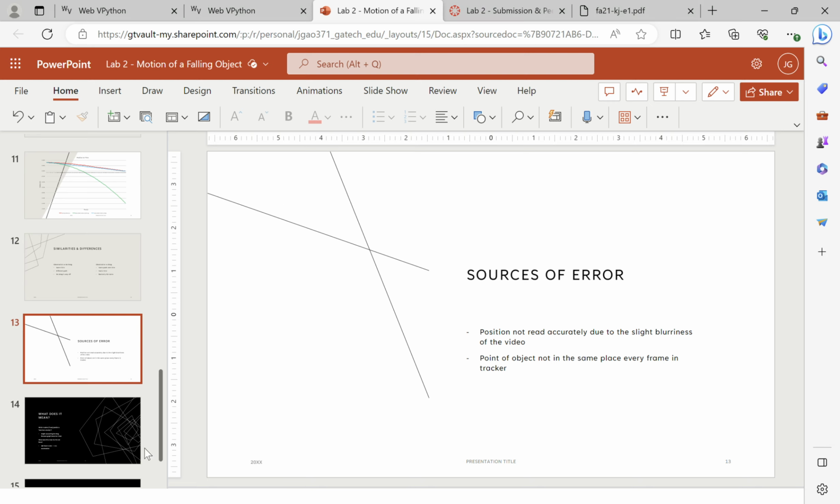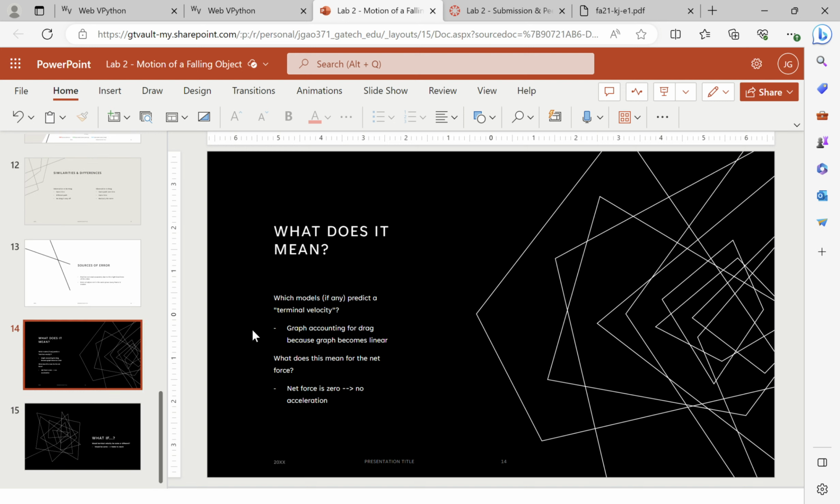So to answer the what does it mean question, which models, if any, predict a terminal velocity? I think the graph that accounts for drag does predict the terminal velocity, because the position graph is basically linear, which means the velocity is not changing, which is basically terminal velocity. So what does this mean for the net force? Since velocity is constant, then that means there's no acceleration, and therefore the net force is 0.